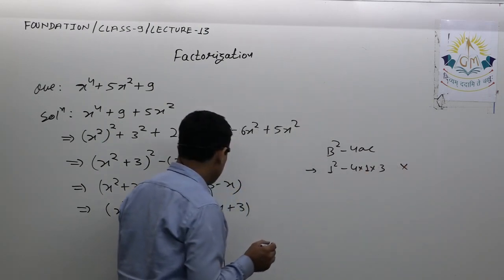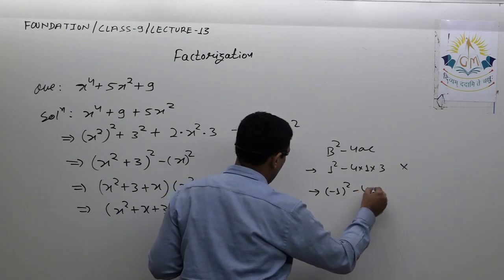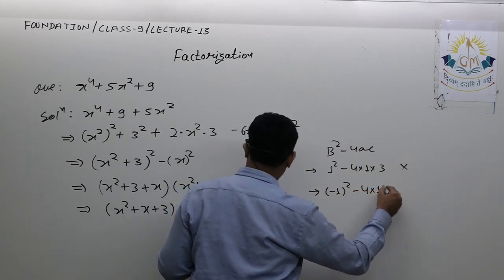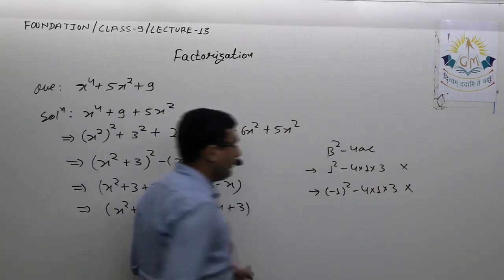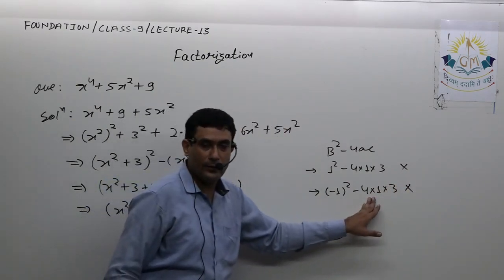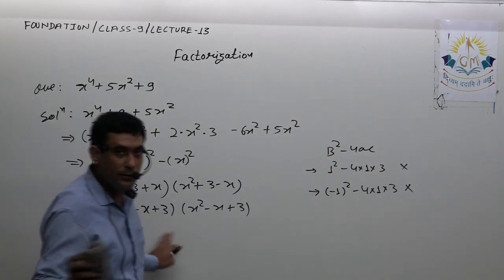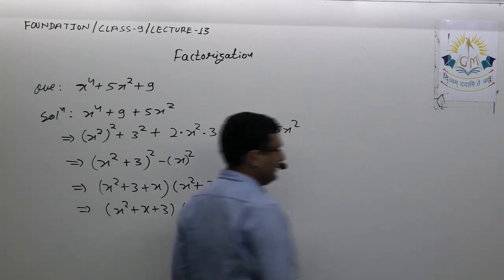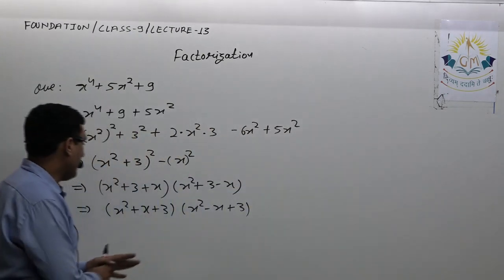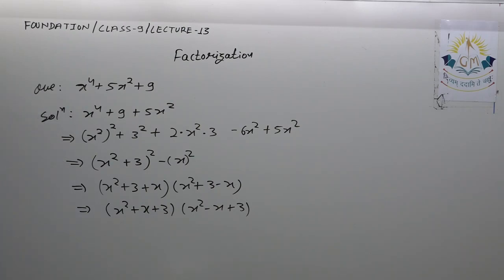Now for the second one, it will be minus 1 square minus 4 into a into c. Only b is negative, so this again is going to give you the same thing. 1 minus 12, that is minus 11. It means it is not possible to factorize these two quadratic expressions further. So in that case I will say this is my final answer. So please note it down, then we'll see the next question.